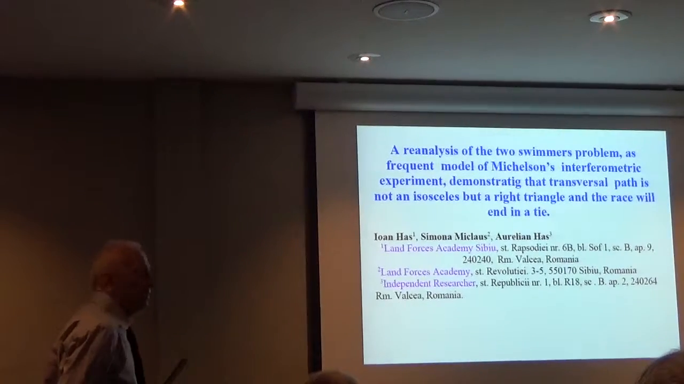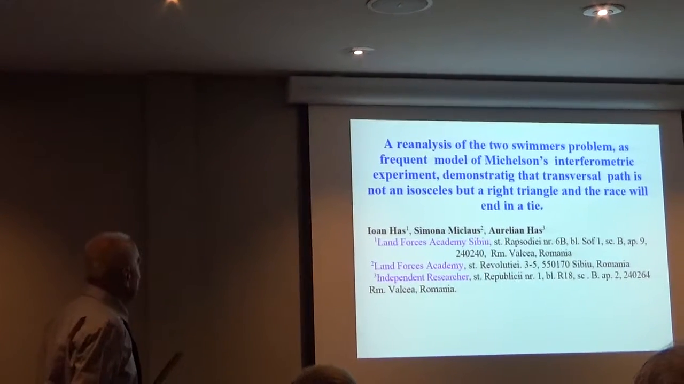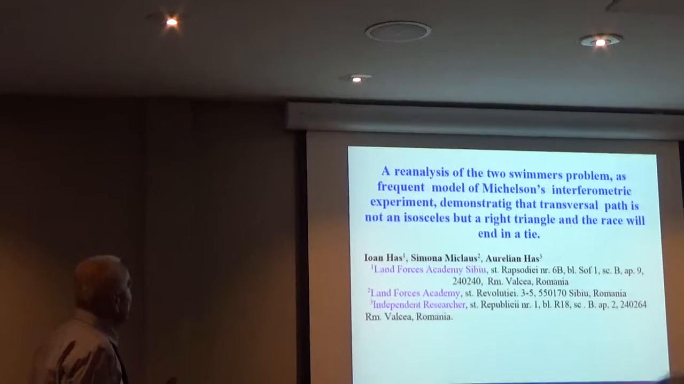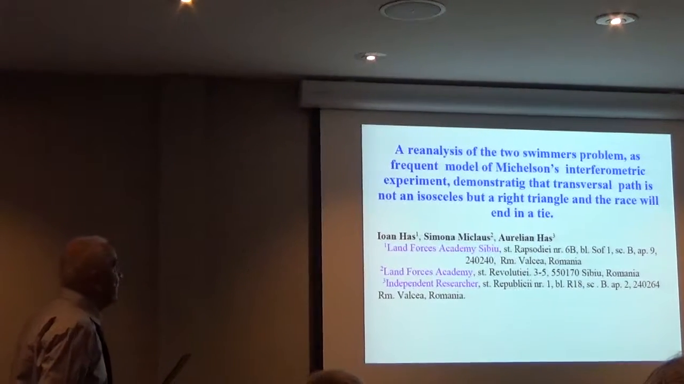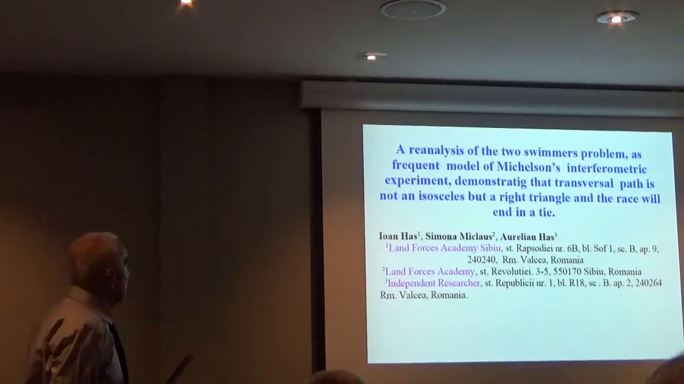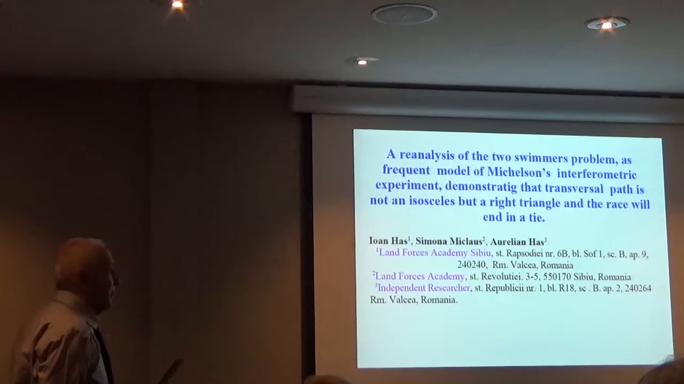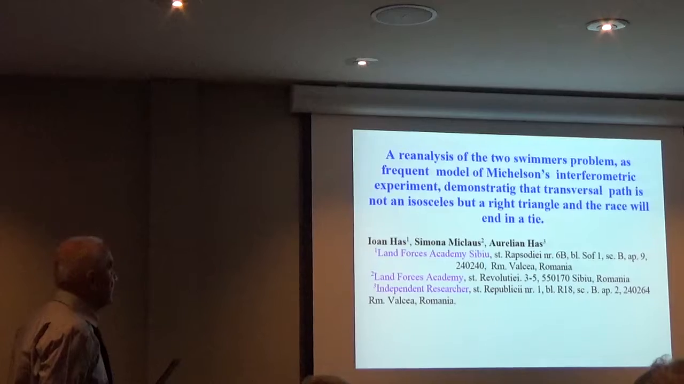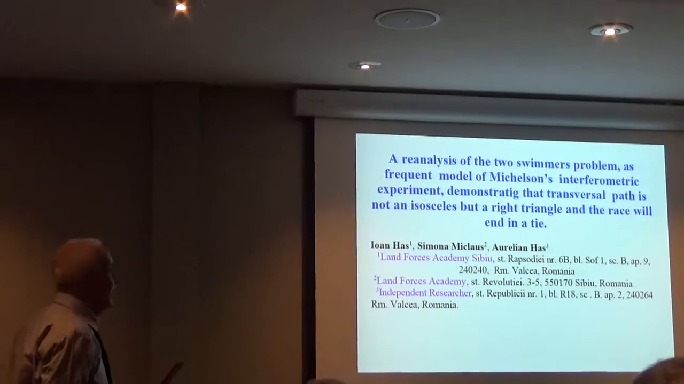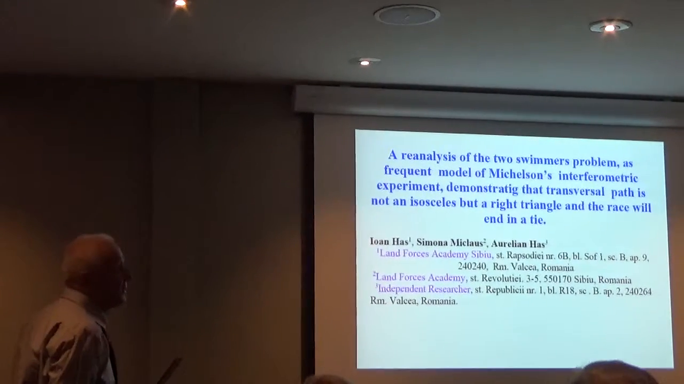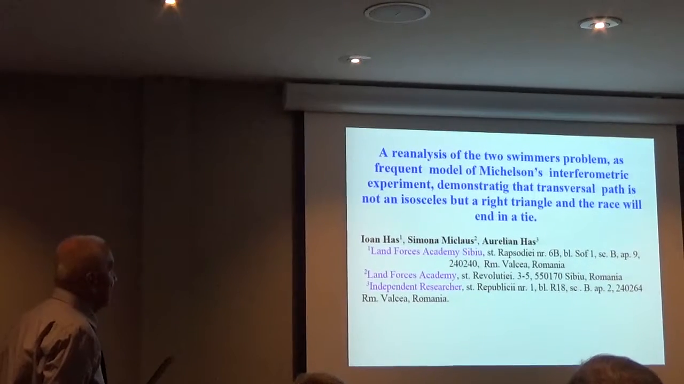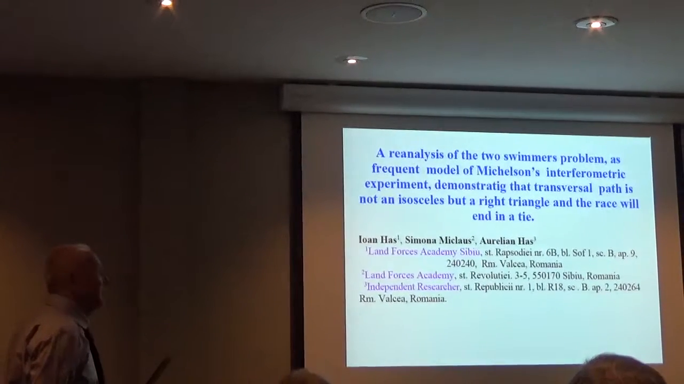We try to discuss the reanalysis of the two swimmers problem as a frequent model of the Michelson interferometric experiment, demonstrating that the transversal path is not an isosceles but a right triangle, and the race will end in a tie.